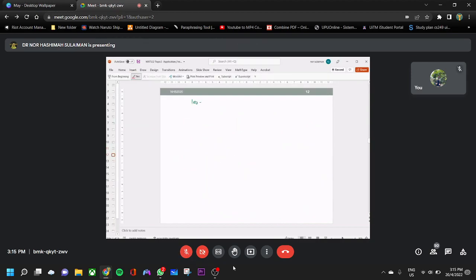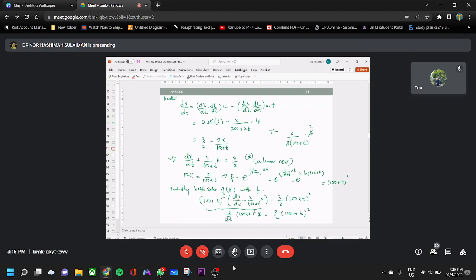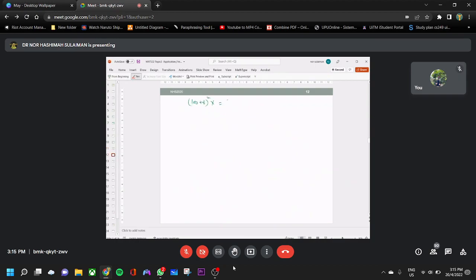Okay, so saya tulis balik. So ada 100 plus T to the power of 2 x, right? And then seterusnya kita buat apa? Kita integrate lah kan, betul tak? Kita nak get rid of the derivative, kita integrate yang ini. Okay, so we have 3 over 2 integration of 100 plus T squared dt.